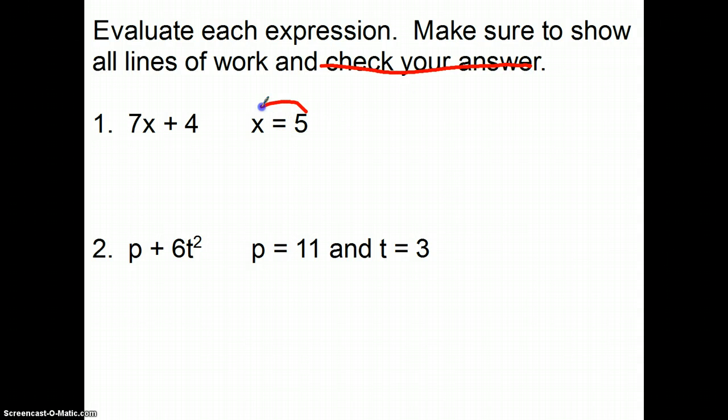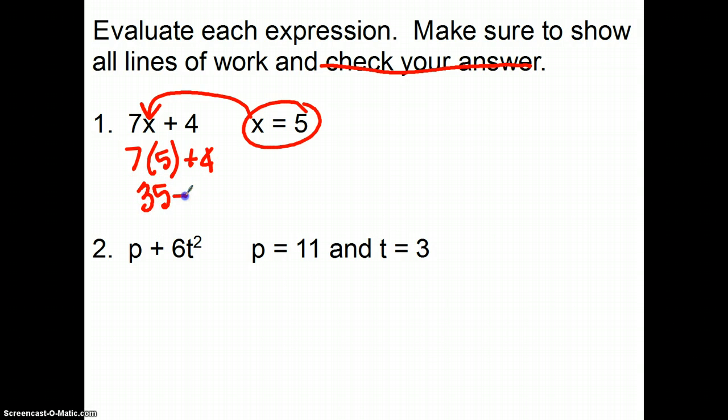So if x is equal to 5, I circle my x and I plug it in for 5. So I have 7 times 5 plus 4. By order of operations, I need to do my 7 times 5 first, which is 35 plus 4, and that leaves me with 39 as my answer.